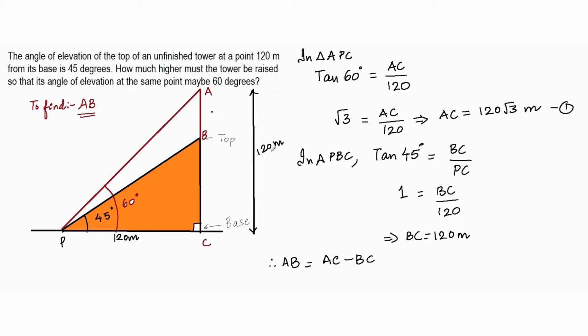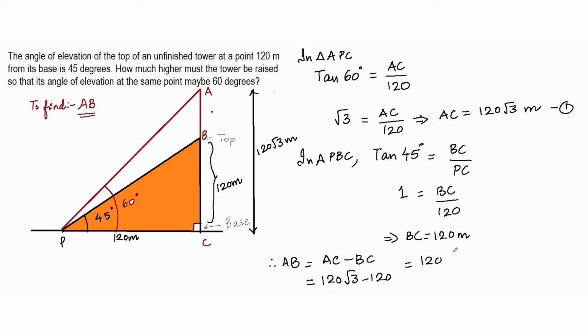This complete length is 120 root 3. I'm sorry, I incorrectly marked it as 120. The complete length is 120 root 3 meters and the length BC is 120 meters. Therefore, I can say that AB is 120 root 3 minus 120.